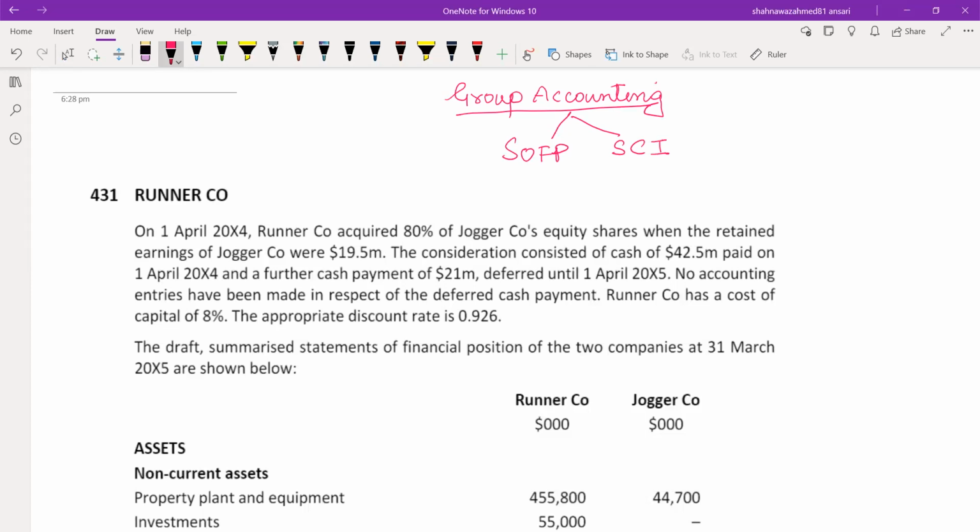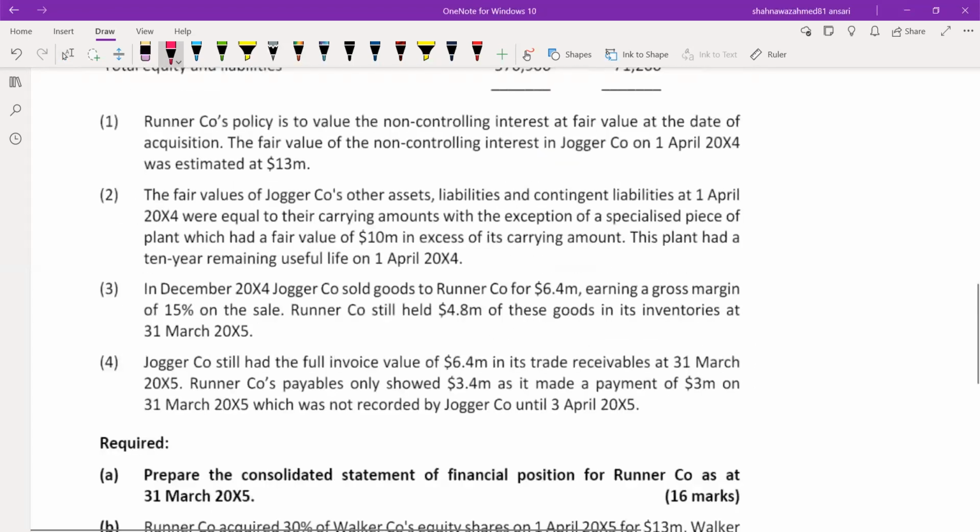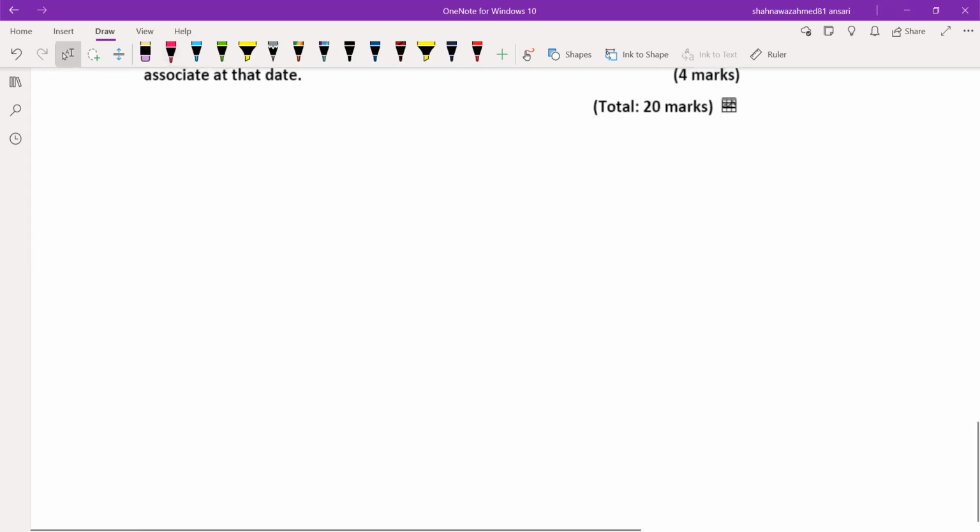So let's discuss first how to prepare a consolidated statement of financial position. Before moving to the statement of financial position, let me tell you that in order to prepare a consolidated SOFP, we have to follow these steps. Step number 1, identify what is the group structure. What is the percentage in subsidiary? Is there any associate? So we need to identify what is the percentage of NCI, that is called group structure.